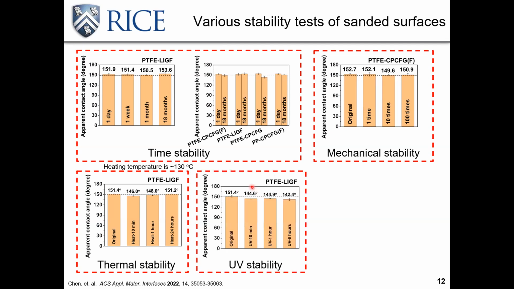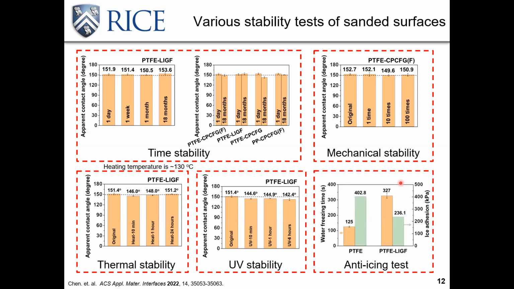However, we indeed see that during UV radiation, the contact angle of the surface gradually decreases. And this is related to the oxygen functionalization of the surface, which makes it more hydrophilic.